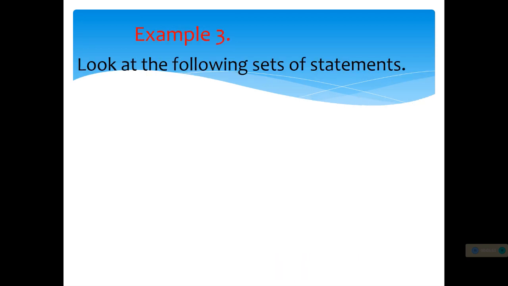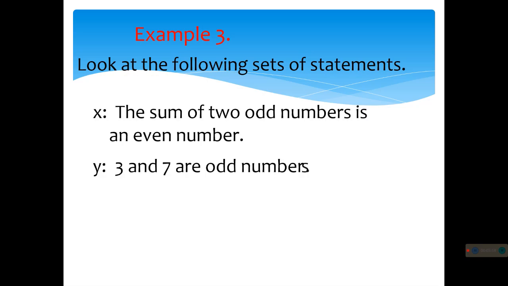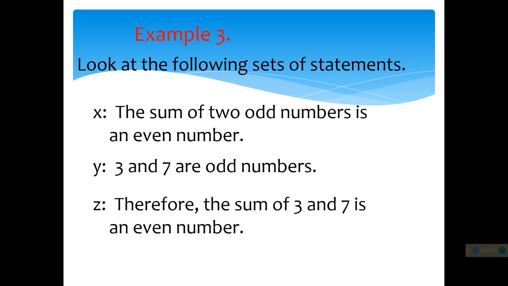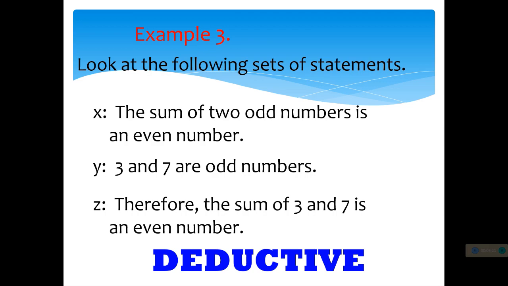Next. Example 3. Look at the following sets of statements. The sum of 2 odd numbers is an even number. Then the second set, 3 and 7 are odd numbers. And then the last, therefore, the sum of 3 and 7 is an even number. So what kind of reasoning do we have here? That's correct. We have here deductive.